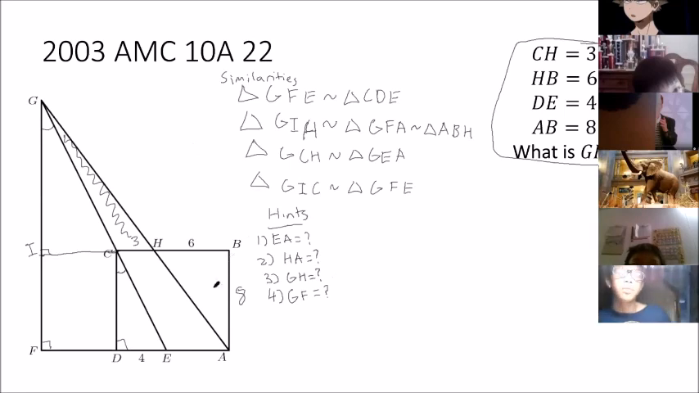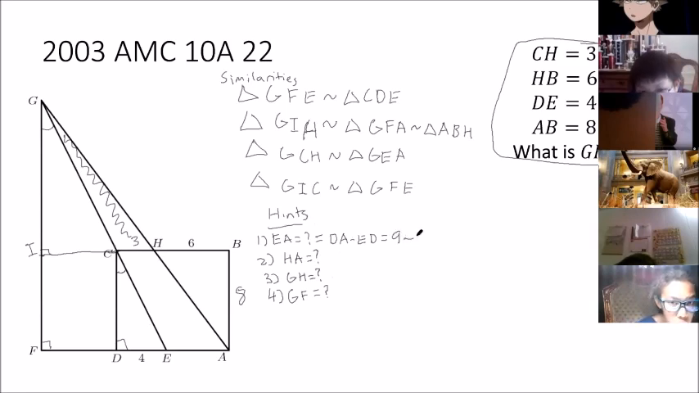Okay, I'm going to get started. So EA we know is equal to DA minus ED. And we know what DA is from looking at side CB. It's a rectangle, so CB is DA, which is 6 plus 3, which is 9. We subtract ED from it, which is 4, we get 5. So EA is 5.